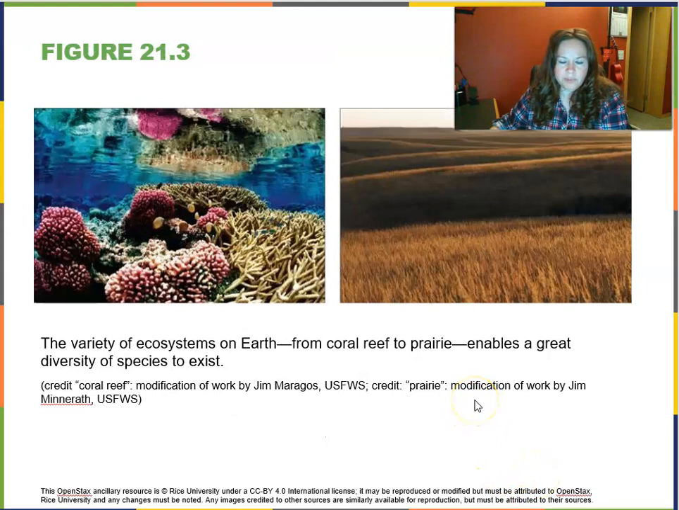So here we see some of those examples from the coral reef to the prairie ecosystem. The variety of ecosystems on Earth helps to enable great diversity of species to exist, but because of their destruction, biodiversity is decreasing.